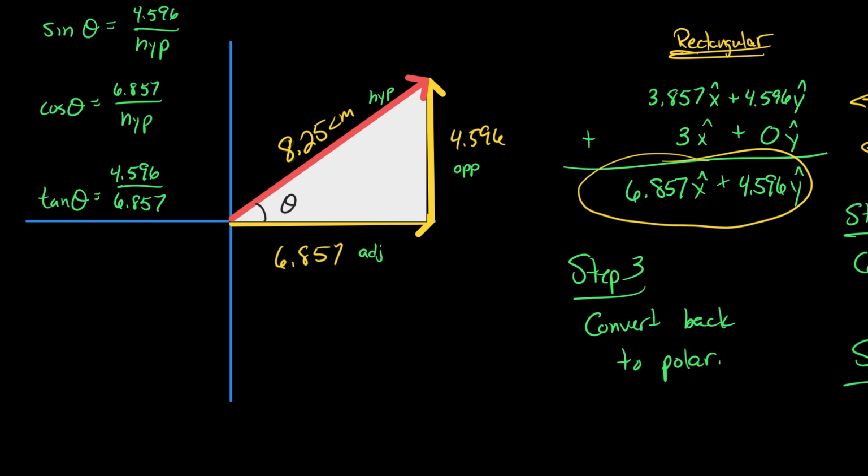So 4.596 divided by 6.857 gives me 0.67026. So tangent theta equals 0.67026. Well, I want to find theta, so I need to take the inverse tangent of that number. Gives me 33.8 degrees.